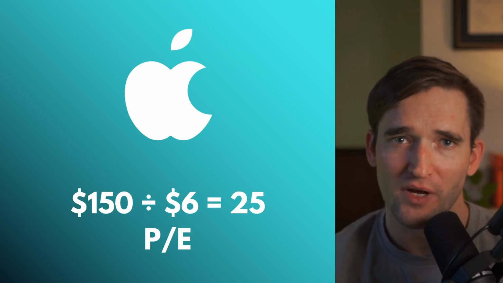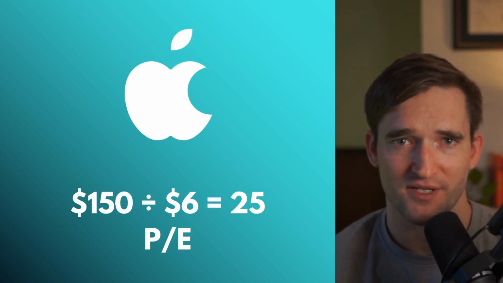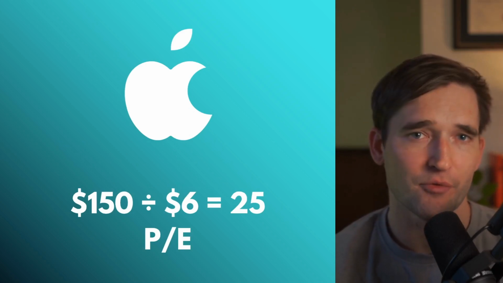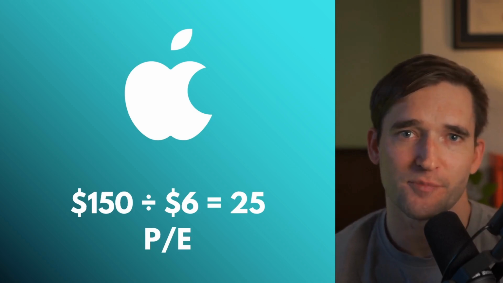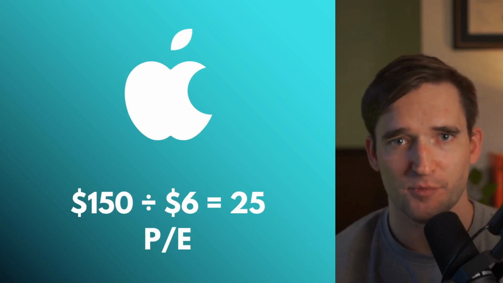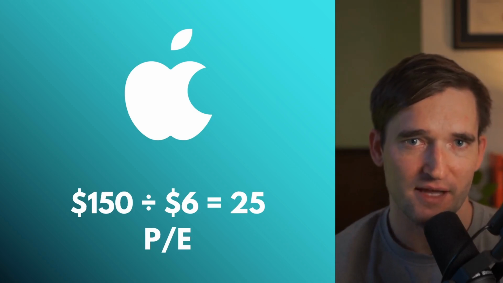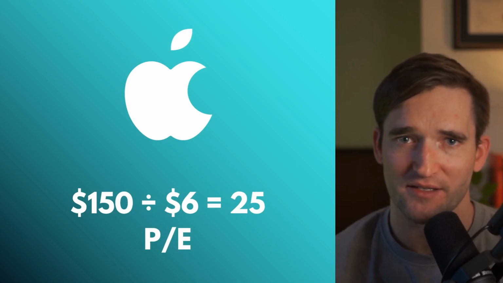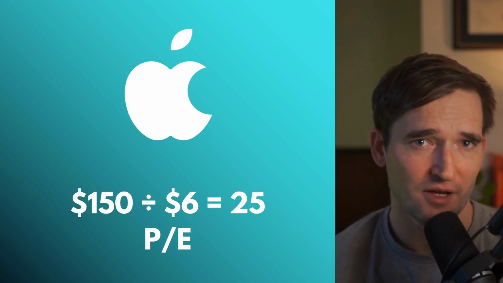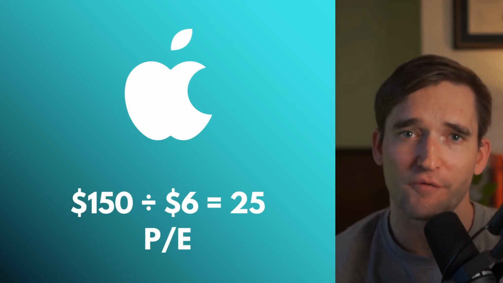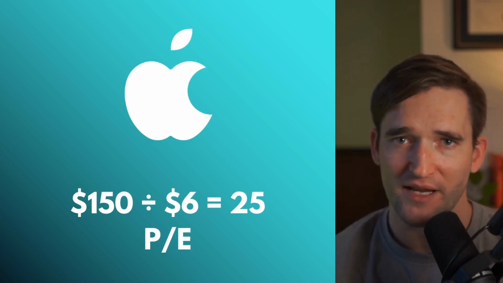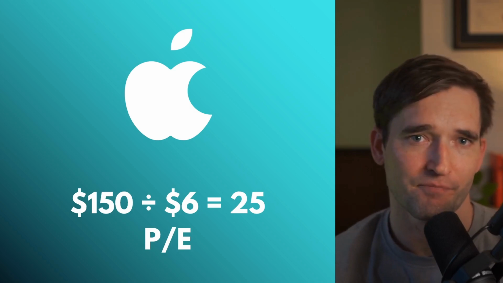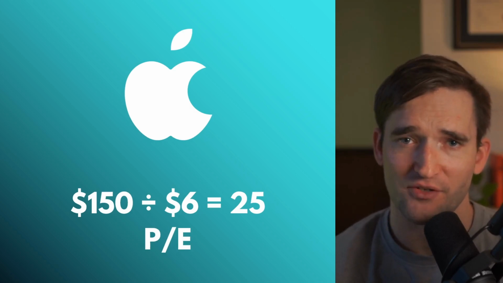Let me show you an example with a hypothetical scenario. Let's say Apple's stock is priced at $150 per share and they earned $6 per share last year in earnings. That's 150 divided by 6, which equals 25. So Apple would have a PE of 25. But here's where most people mess up. And I'll show you that critical mistake in just a minute.